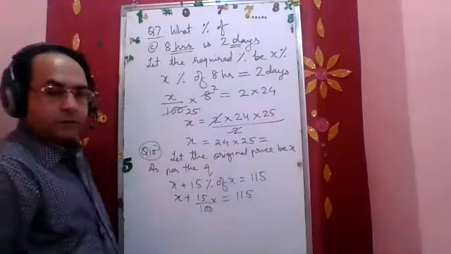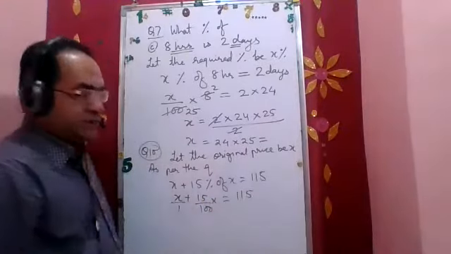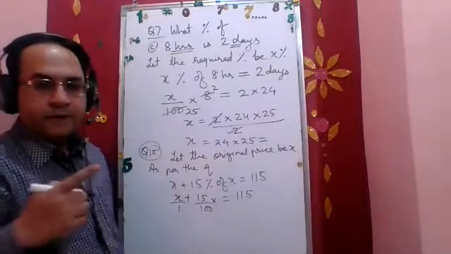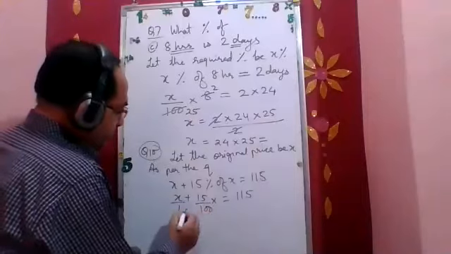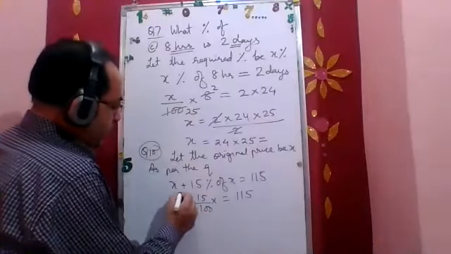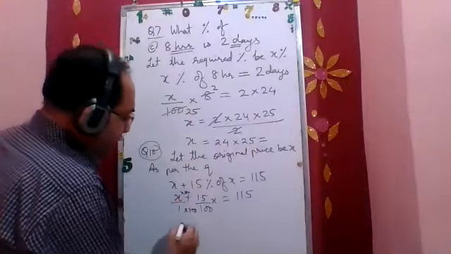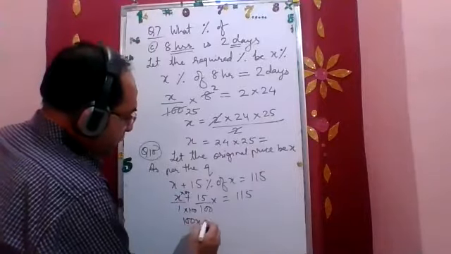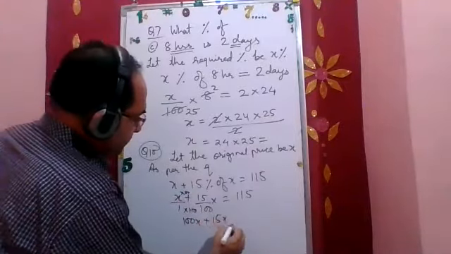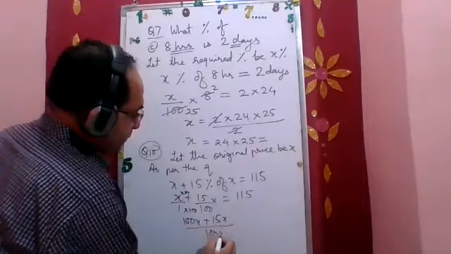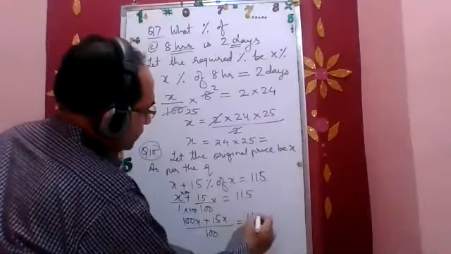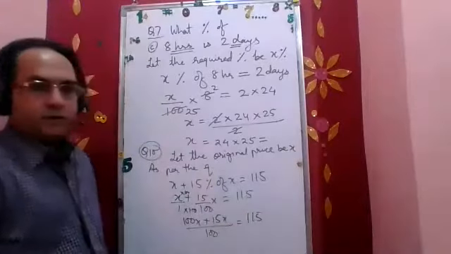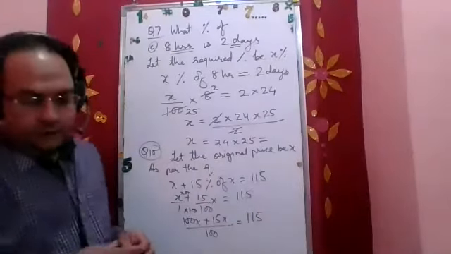Here comes the usage of the concept that if the denominators are different, we have to take the LCM and then solve. Remember, take the LCM to make the denominators equal. We'll multiply 100 in both numerator and denominator. So 100x plus 15x upon 100 is equal to 115. Thereafter, you can solve it and get the answer.